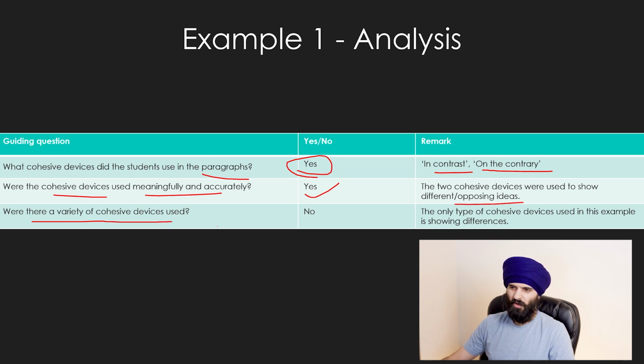Were there a variety of cohesive devices used? Nope, it's not. So, it doesn't help. The only type of cohesive devices used in this example is showing differences. They didn't use any similarities, they didn't compare anything else, just those two devices there. So, let's look at example number 2.